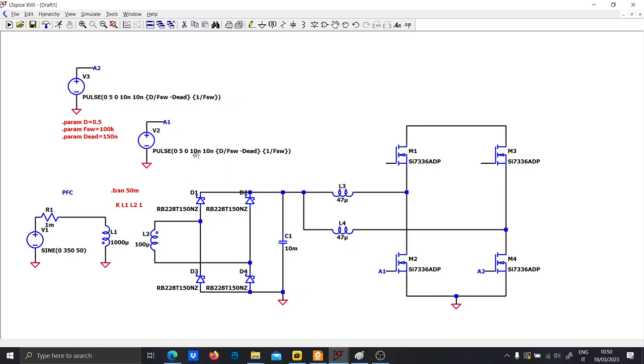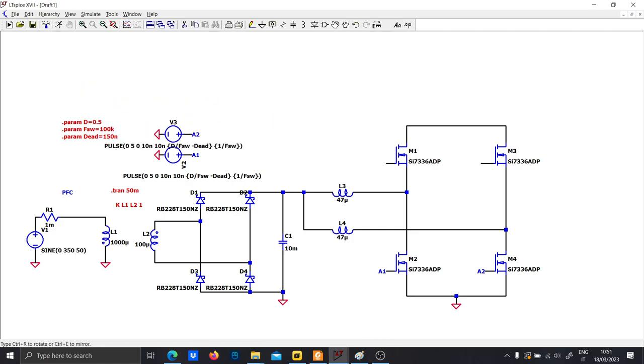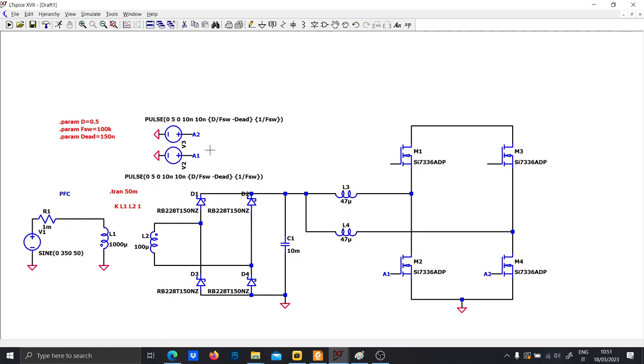Let me order the circuit for a bit. Yeah, this is stupid, by the way. If I rotate the voltage, you should also rotate the text as well. Don't understand why SPICE doesn't do that, but anyway.